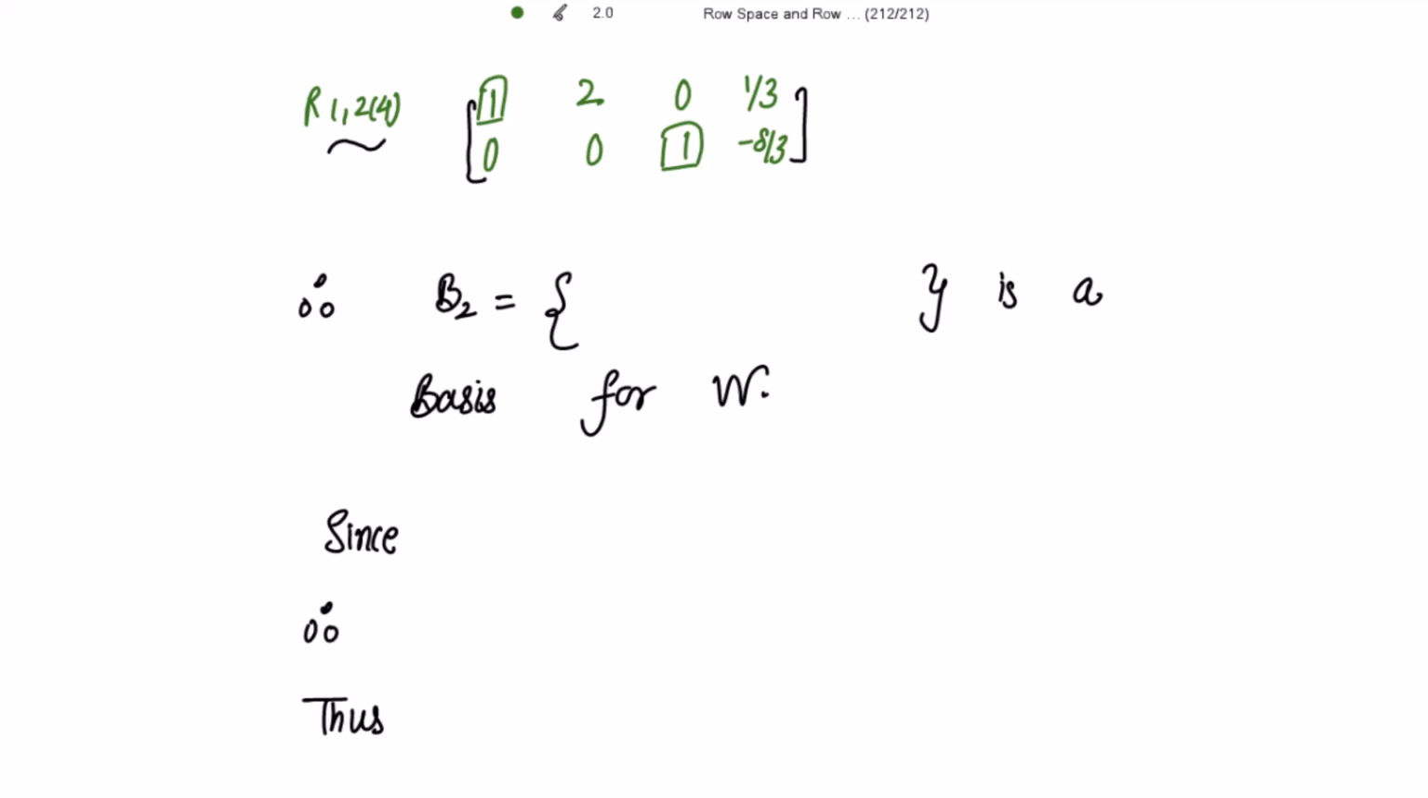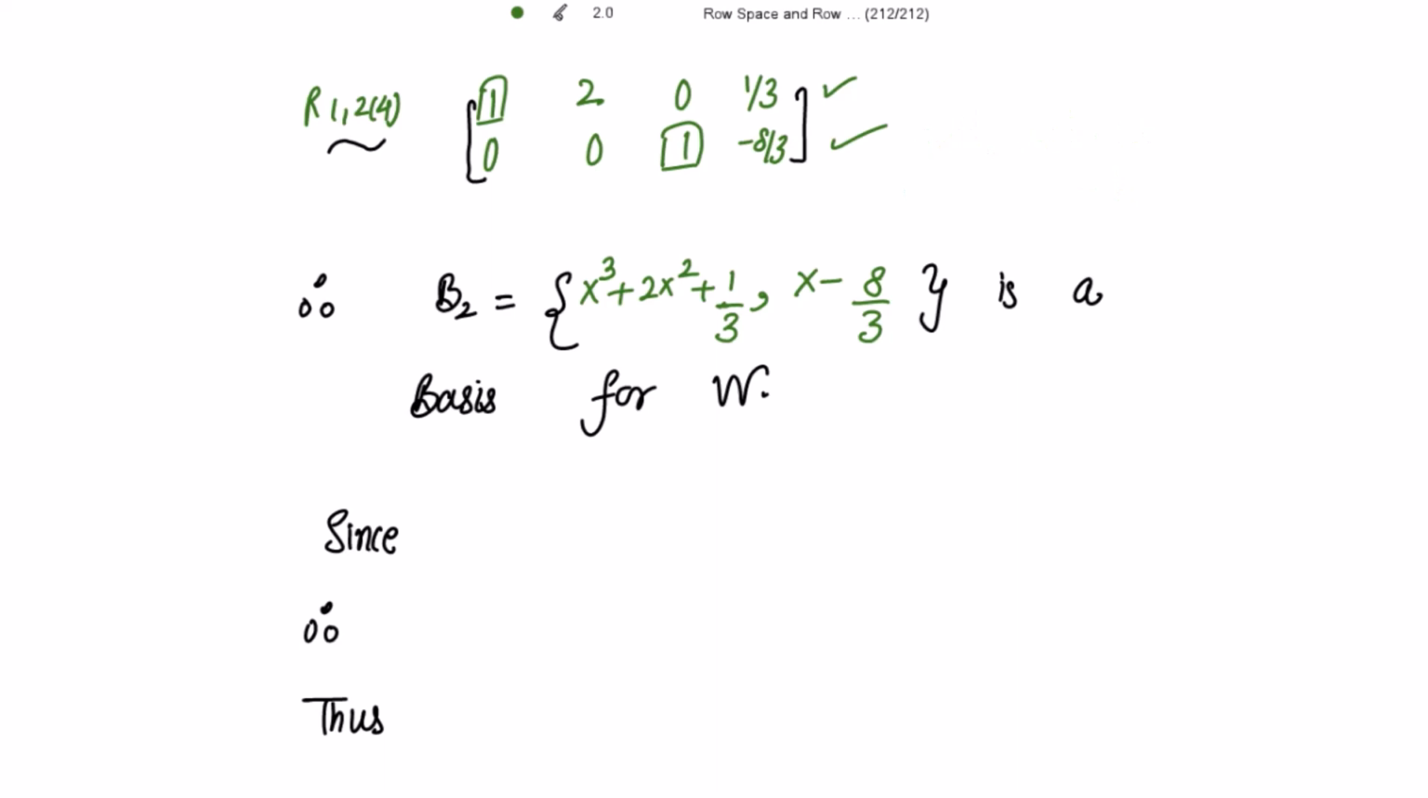And writing the basis B2 for W, from the first row we get the basis as x cubed plus 2x squared plus 1 over 3. And from the second row we are getting 0 into x cubed plus 0 into x squared plus 1 into x minus 8 over 3. So you can write this as x minus 8 over 3. So these are the bases for W.